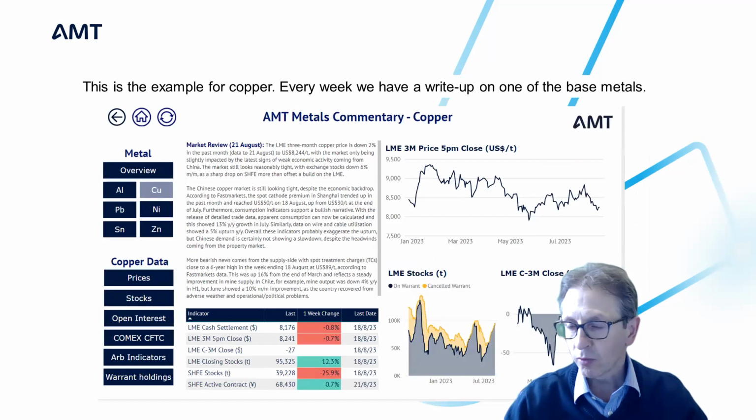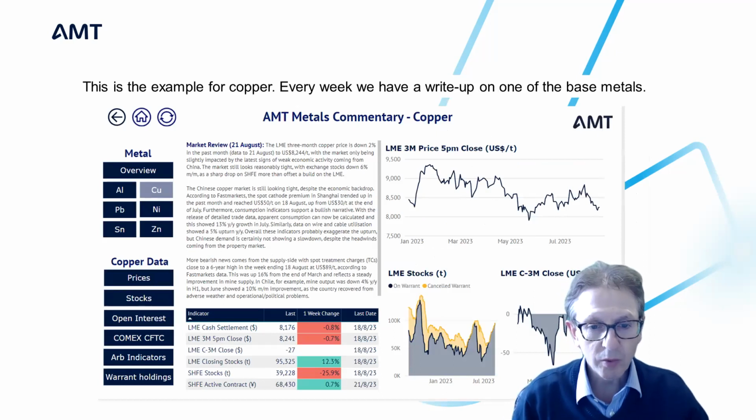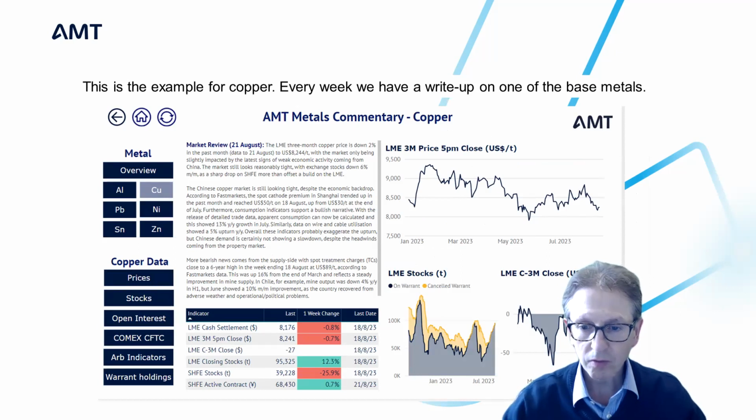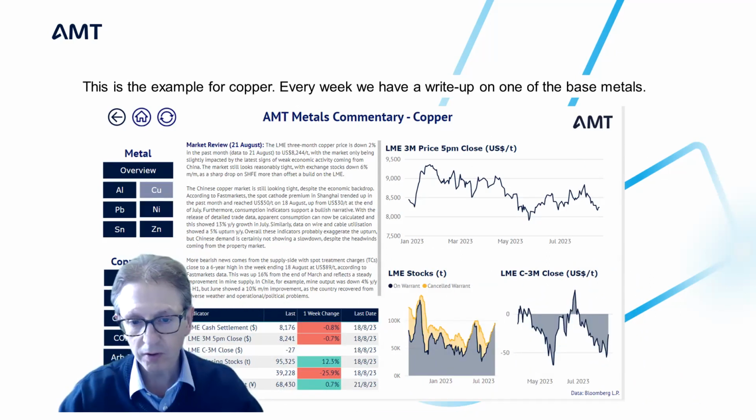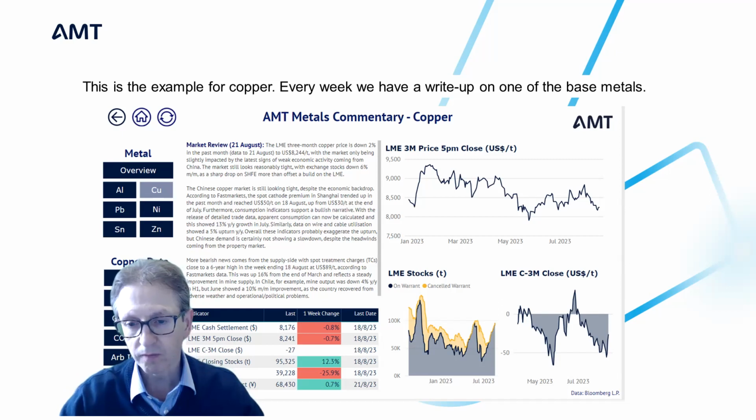So as I say, what we have is an example here for copper. Once a week, we write up one of the base metals. And here we've got the text for copper, the trends in terms of recent weeks, price chart here on the right, and then also usefully these trends in terms of stocks. And also, I'll move myself over, but we see here in the bottom right the trends in terms of time spreads as well, from cash to 3 months.